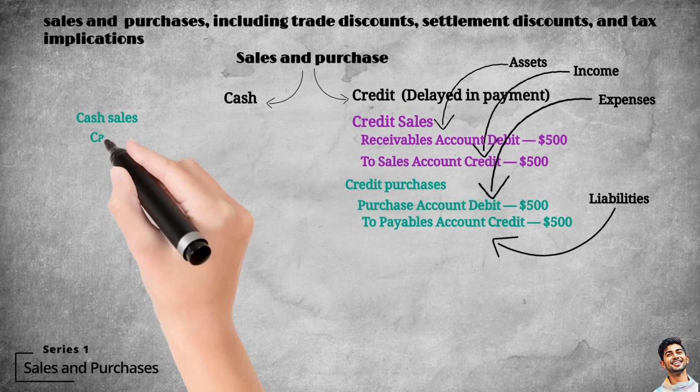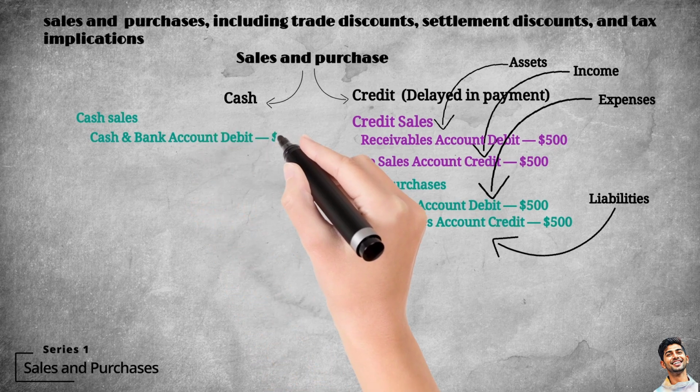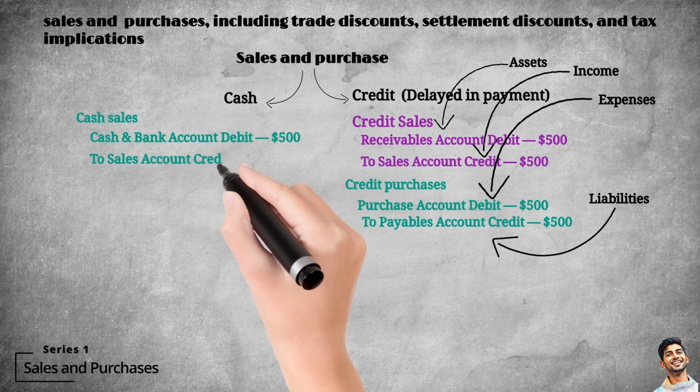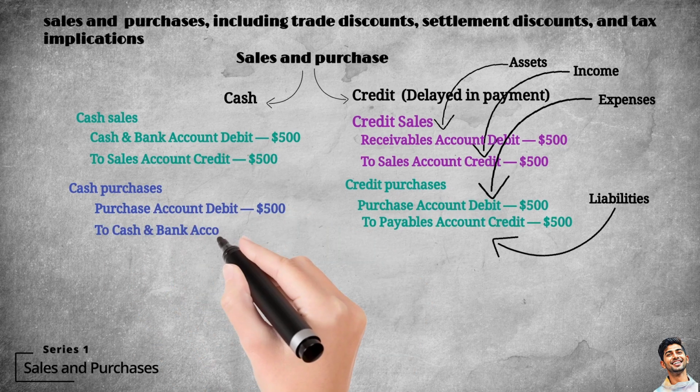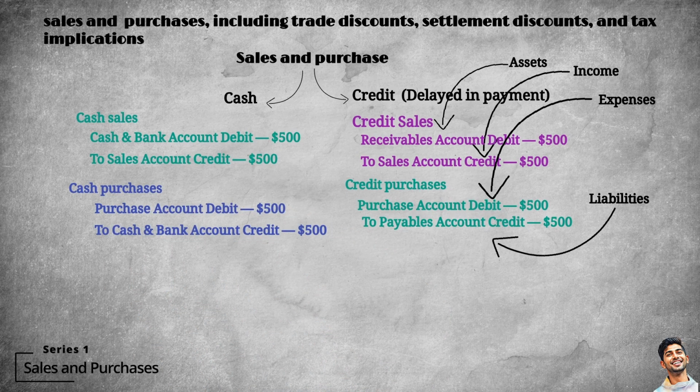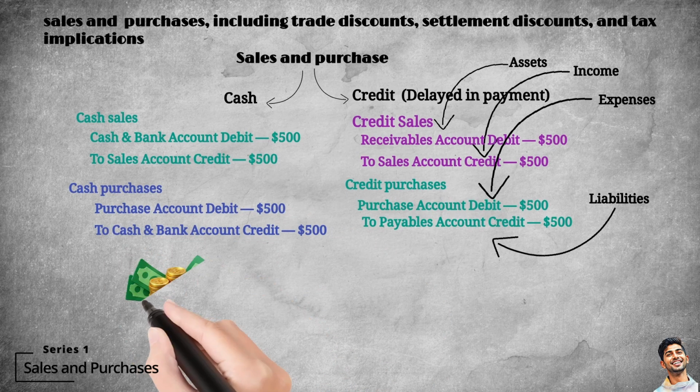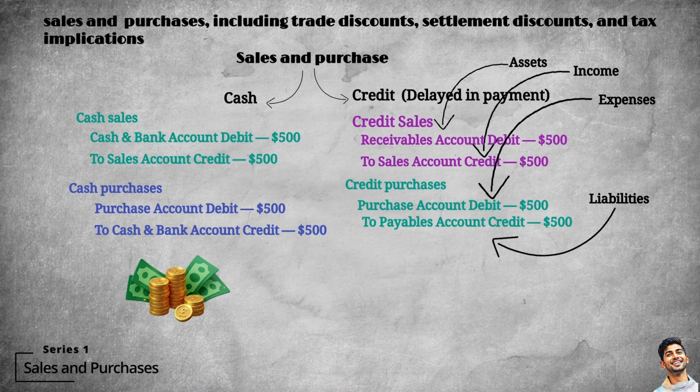For cash sales, cash and bank account debit $500 to sales account credit $500. And for cash purchase, purchase account debit $500 to cash and bank account credit $500. Since payment happens immediately in cash, there are no receivables and no payables remaining afterward.